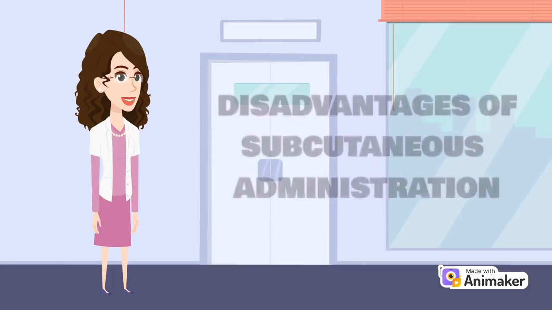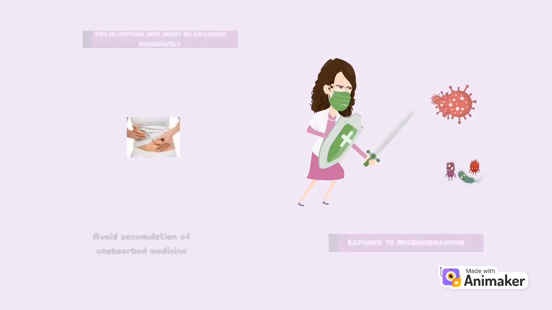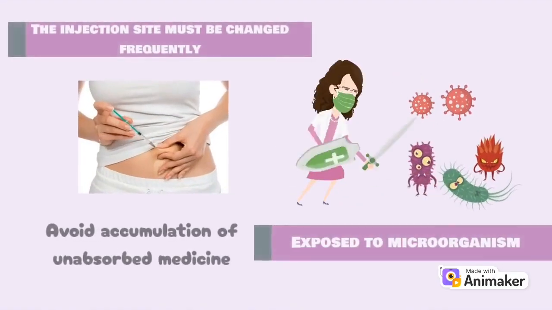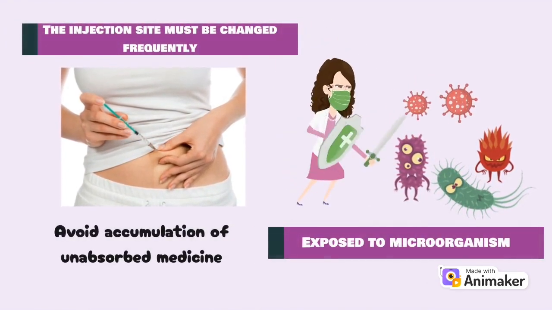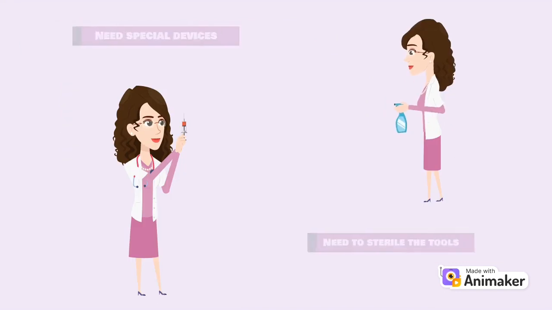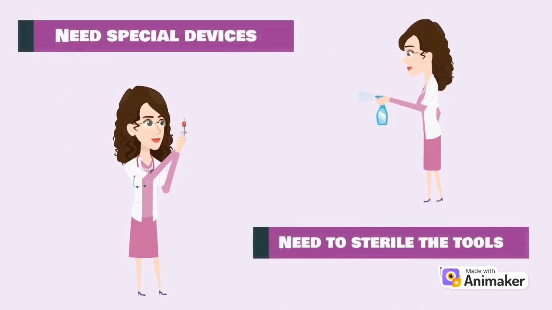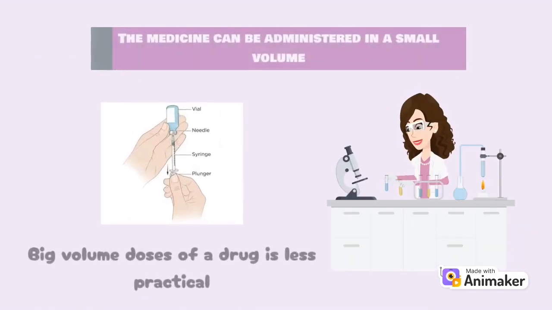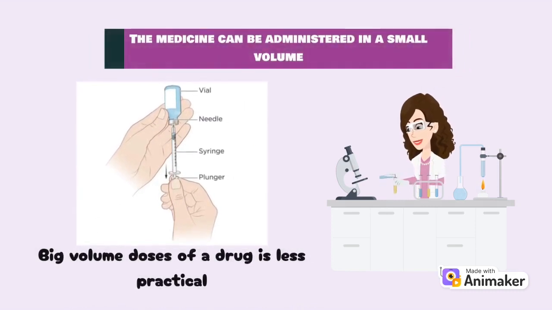Here are some disadvantages of subcutaneous administration. First, the injection site must be changed frequently as to avoid accumulation of unabsorbed medicines and will also expose the microorganisms. Third, we need special devices like the needles and we need to sterilize the tools frequently. And lastly, the medicine can only be administered in a small volume as big volume doses of drug is less practical.